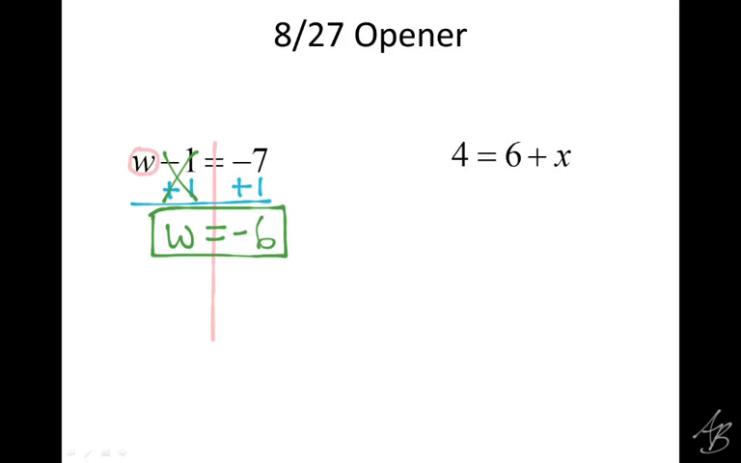So on the next one, we want to get x by itself and draw our line of equality. So what do we have to get rid of to get x by itself? 6. By doing what? Subtract. Subtract 6, and we'll do that on both sides. So on the right side, those 6's cancel, leaving x. On the left side, 4 minus 6.